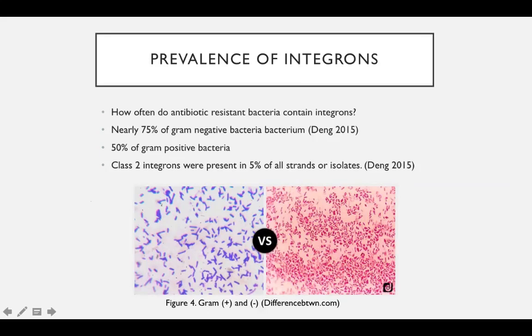More so in the gram negative, where 75% of those resistant bacteria had integrons, while only 50% in gram positive. But that's still a lot. There's definitely a correlation there.